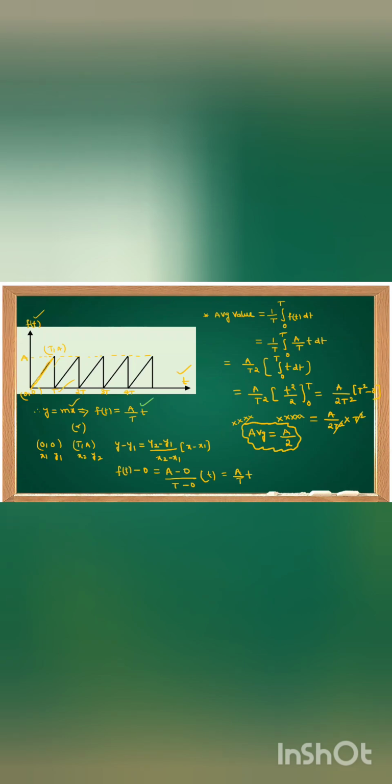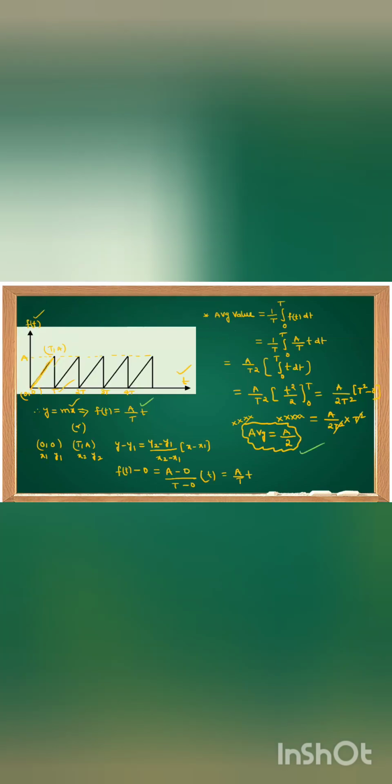Calculate the RMS value. Come on, do it. RMS equals 1 by T integral 0 to T of f of t whole square dt, whole to the power of 1 by 2. Then substitute the function. What is the function? A by T into t. So 1 by T integral 0 to T of A by T into t whole square dt, whole to the power of 1 by 2. I am leaving this for you, it is just integration. Then the RMS value you get is A by root 3. Very important, five-star.